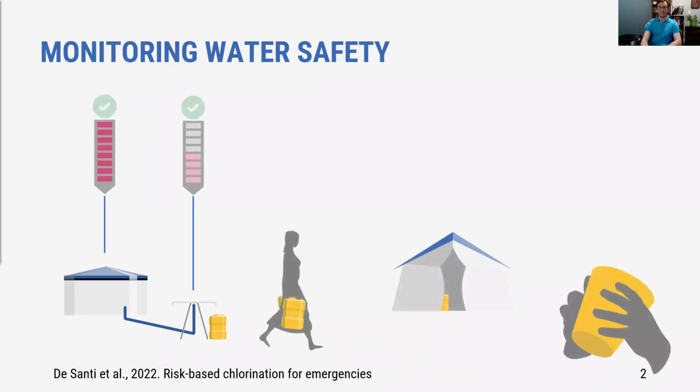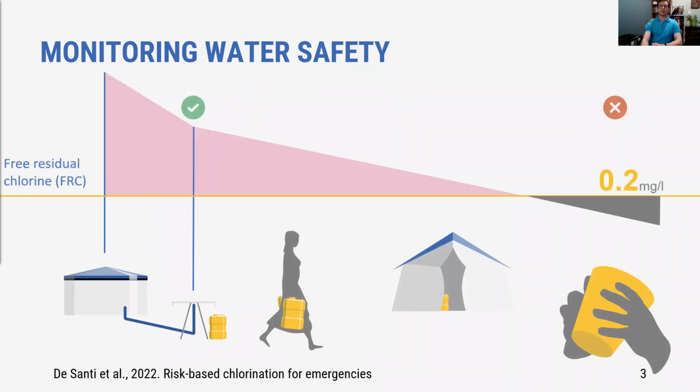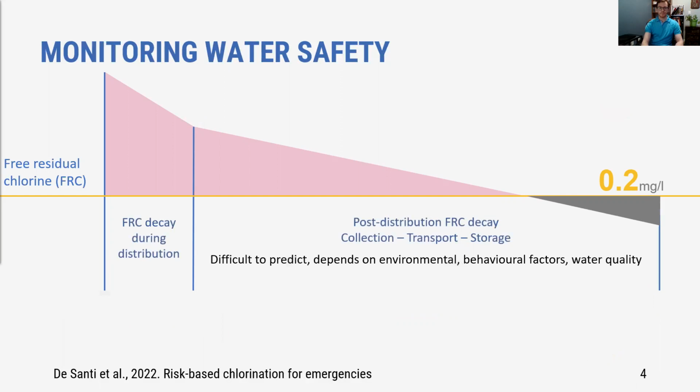Even if water was safe during treatment and at the point of collection, we don't know if there will be sufficient residual chlorine at the end of the storage period. In fact, we know that chlorine decay after distribution can be rapid and significant, leading to insufficient residual chlorine at the point of consumption. Unlike chlorine decay during treatment or distribution, the rate of post-distribution decay is really challenging to predict, as it is subject to influences from the environment, behavioral factors, and source water quality. All of these are very much site-specific phenomena, and their effect on chlorine decay is not well understood.